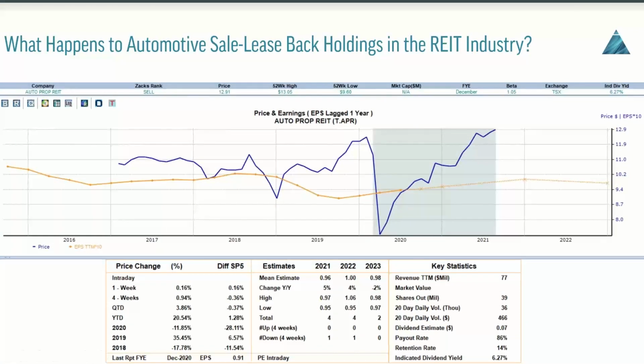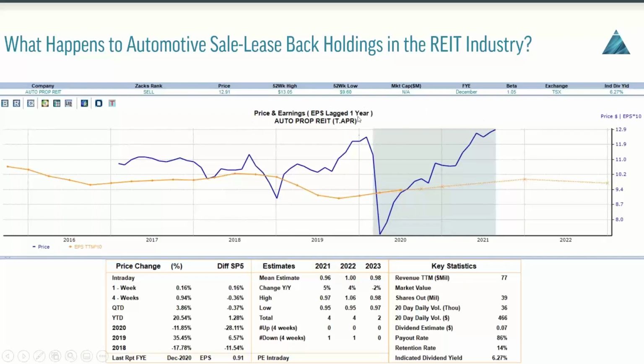So what happens to these automotive sale-leaseback holdings in the REIT industry? Looking at those pictures I showed you and the fact that there's no new vehicles on major automobile dealers' car lots, would you want to actually be owning the real estate that these car lots operate on? What's going to happen to these sale-leaseback holdings in the REIT industry? We've got auto property REITs that are dedicated.